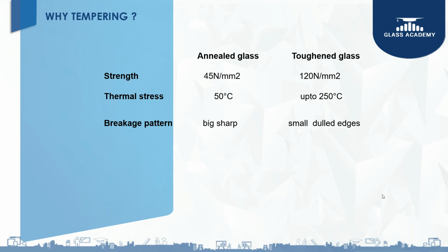So this is some basic thing we want to understand about glasses. We will take an annealed glass and a toughened glass. In annealed glass, normally the strength will be like 45, and four times of it will be in toughened glass. And there is a heat strengthened glass in between the two. So that will be in between, like 120 or 100 or 90, 80 Newton per square millimeter. So that will be on the strength part.